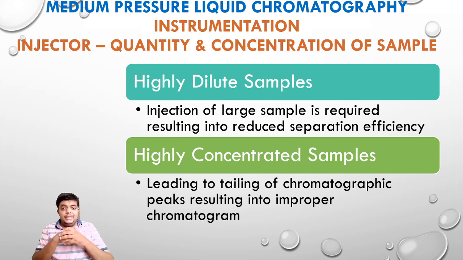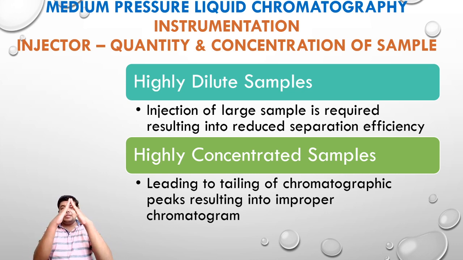On the other side, when you are using a highly concentrated sample, then your solvent or mobile phase will be least and your sample will be too much more, which will lead to tailing of a chromatographic peak, resulting in an improper chromatogram. I have already discussed in the basics of chromatography series what is fronting and what is tailing. The graph, which is very perfect, when it bulges from the start it is fronting, when it bulges while coming down it is tailing.